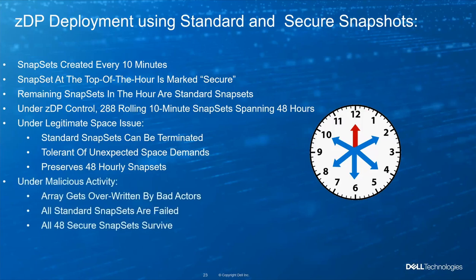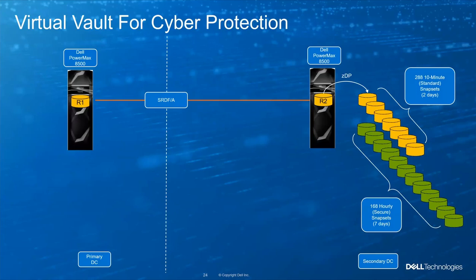But if you have a runaway activity or some malicious actor that overwrites the entire array, we'll be able to use the secure snapshots, the 1 per hour, meaning there were 48 over 2 days. The 1 per hour that was secure, they would survive if you had such a malicious action that overwrote the entire array, which is a common question we get. What happens if someone overwrites the entire array maliciously? Secure snaps are a method to ensure that you have point-in-time copies available to you. So this concept of mixing secure and non-secure is very common.